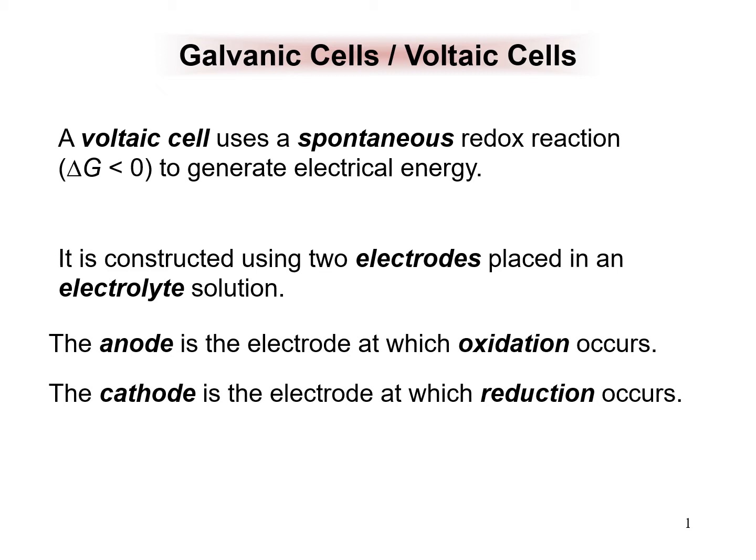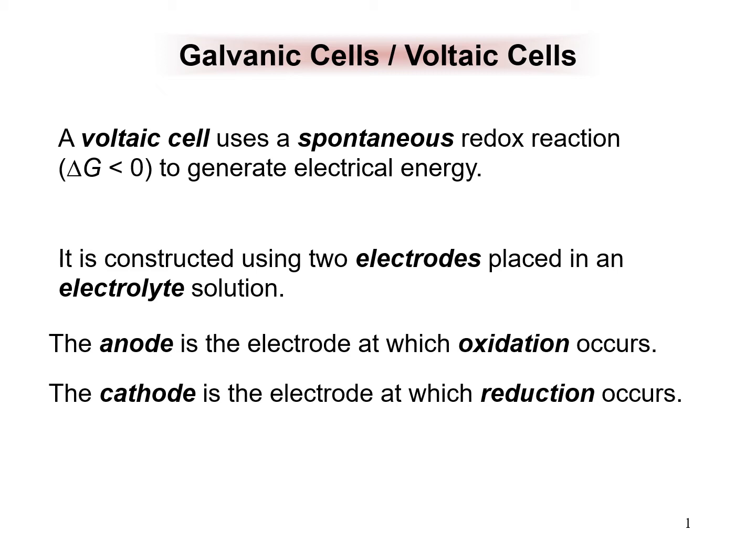Later on in this chapter, you will see how we can figure out if a reaction is spontaneous or not based on the potential difference as well. But for now, just remember that a galvanic cell or a voltaic cell is a cell where a redox reaction, which is spontaneous, is happening and it produces electrical energy.